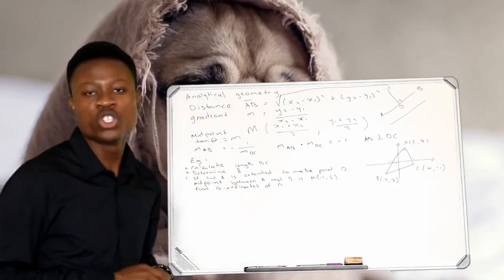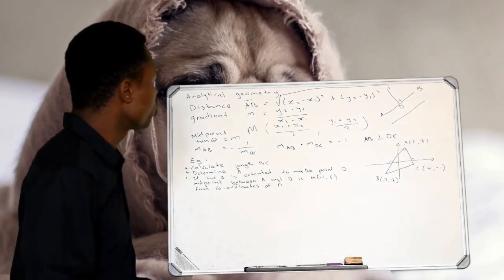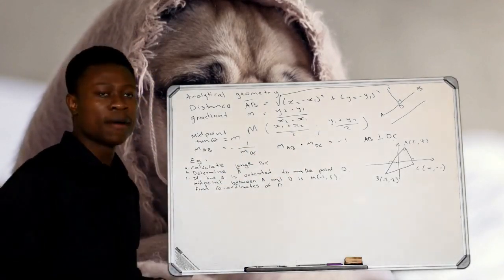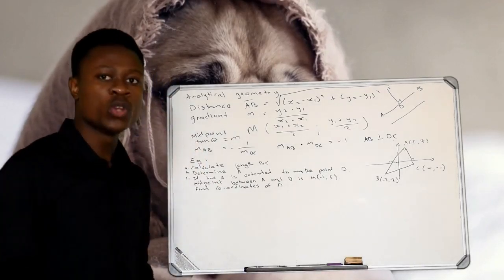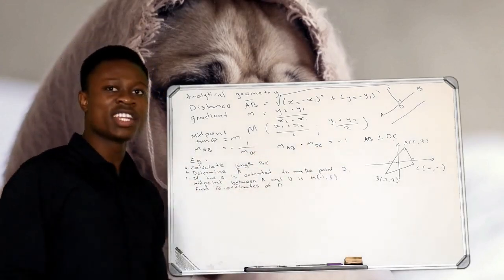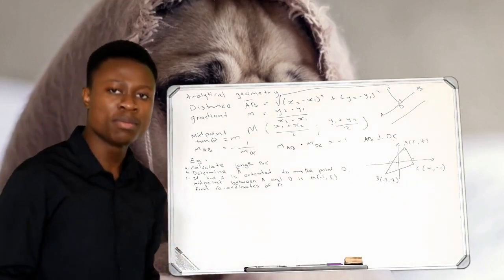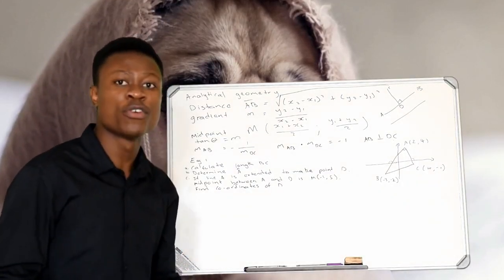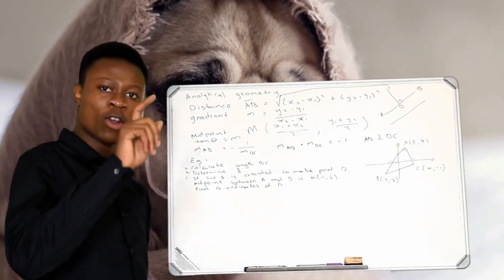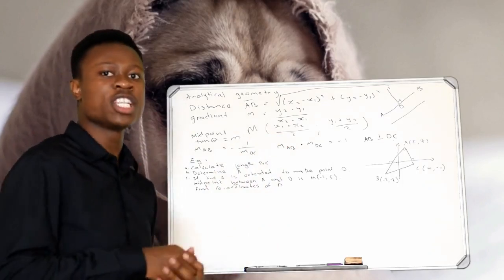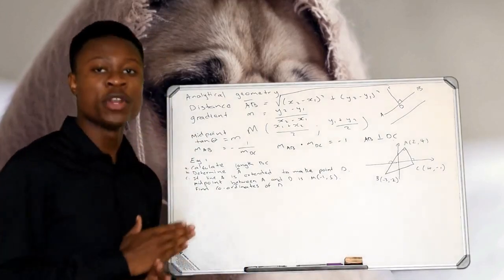Right? But just to check, in case you're not too sure about what you did, you can check this by this formula here. You can say M of AB times M of DC is equal to negative 1. So if you multiply your two gradients together, it should give you the answer negative 1. So, my example again, using 2 times negative half. 2 times negative half will definitely give me negative 1. Why? Because 2 times negative 1 over 2, the 2's will cancel out and you're just left with negative 1. Which proves that those two lines are perpendicular to each other.